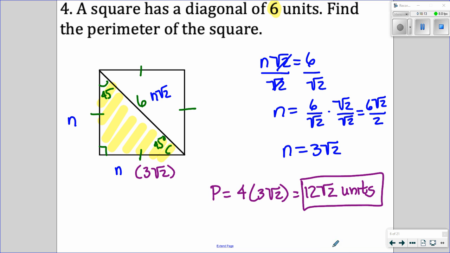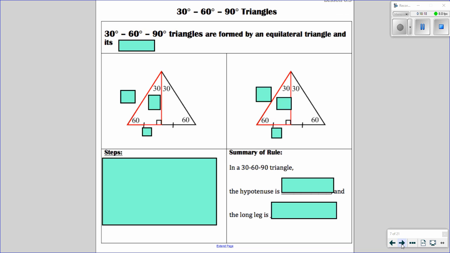Okay, so that is one of our special triangles. The next one we're going to learn is 30, 60, 90. 30, 60, 90 triangles are formed by an equilateral triangle and its altitude. And you know altitude means height. So here we have the triangle. Sorry, equilateral triangle. Equilateral means that all the angles are equal as well as its sides. So notice that 30 gives you 60. So we're only taking the red highlighted triangle.